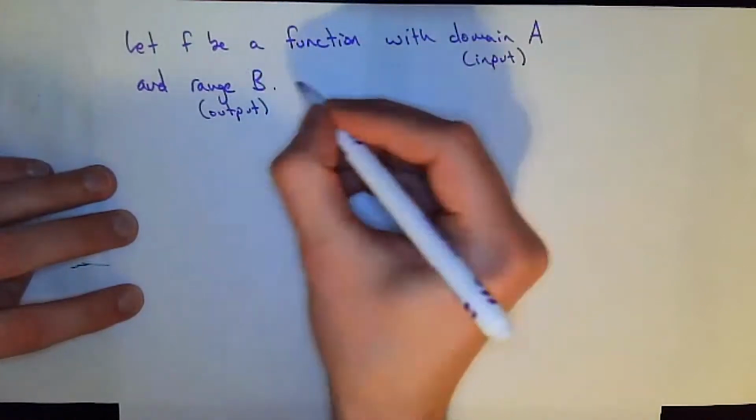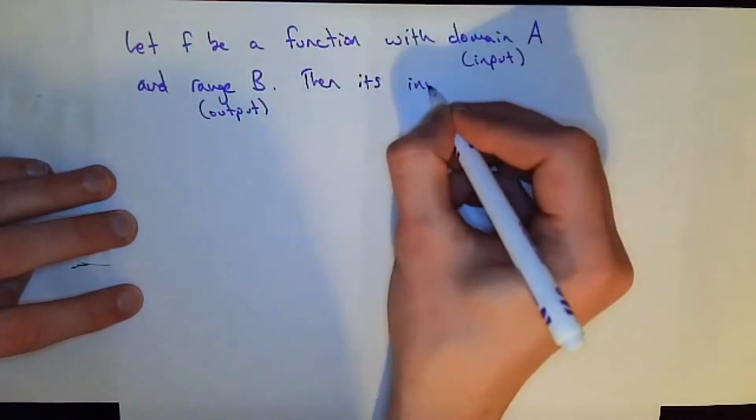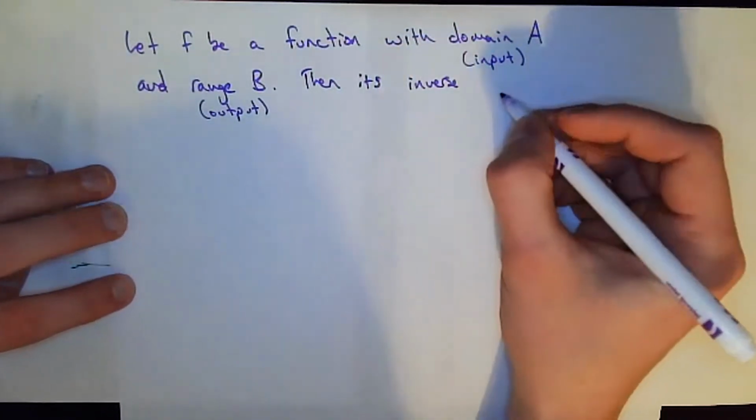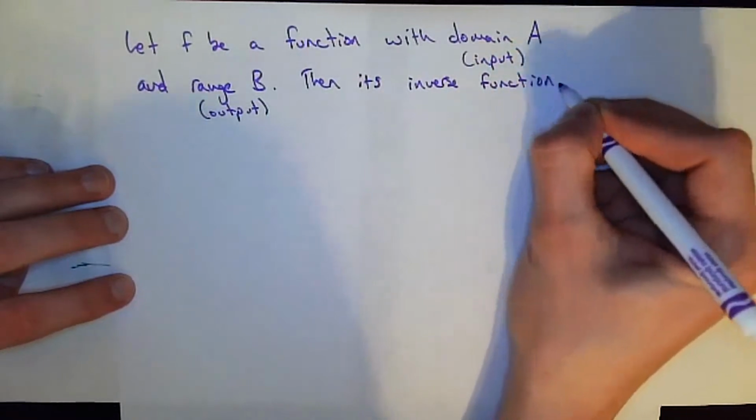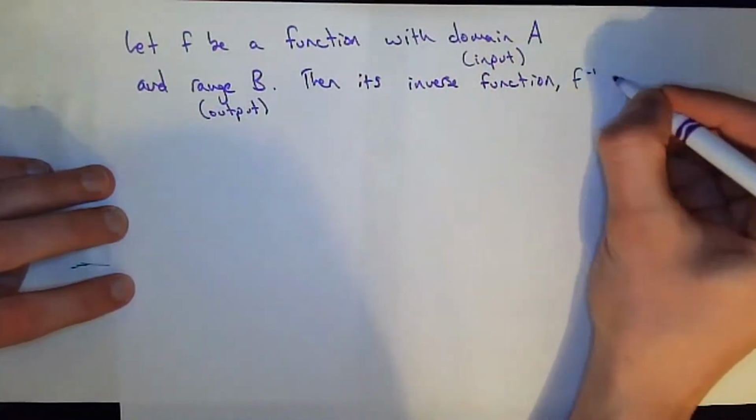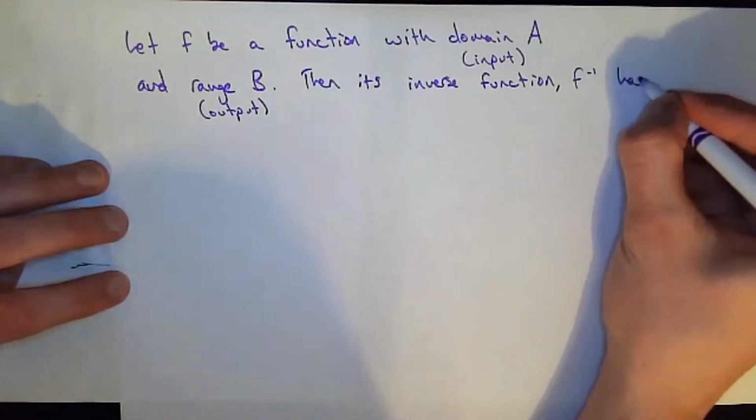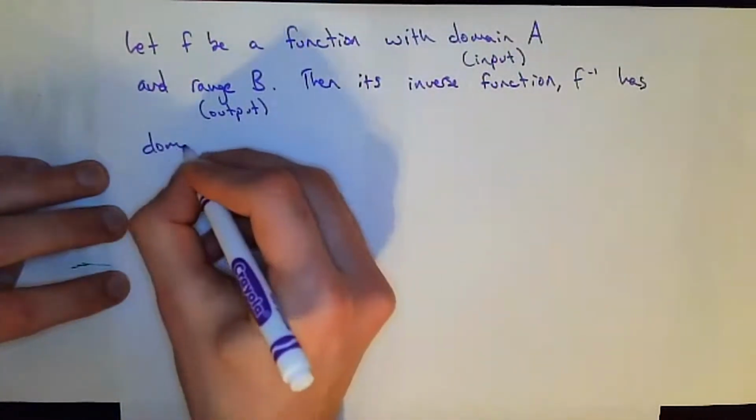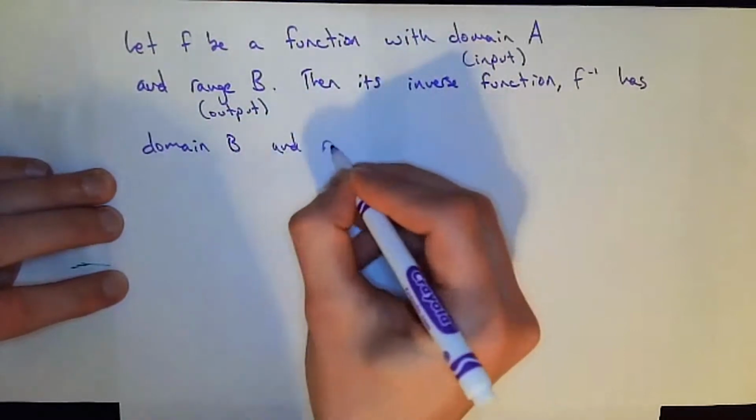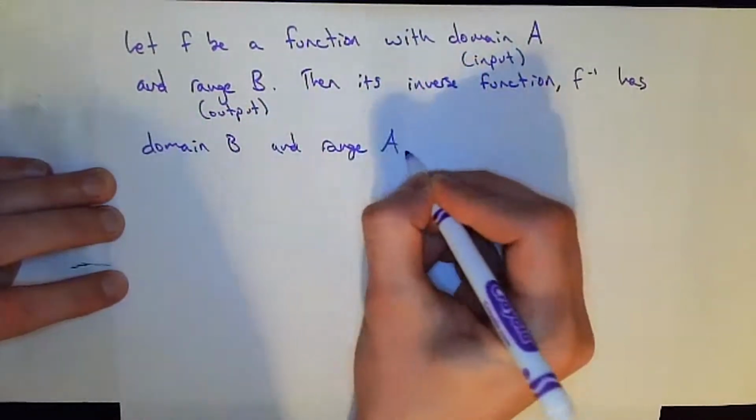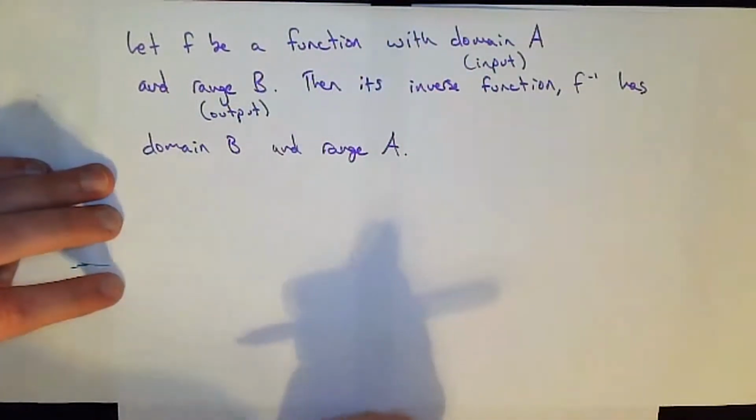Function f with domain A and range B. Then its inverse function, denoted by f inverse, has domain, well, it swaps input and output, so it has domain B and range A. So you see how that domain and range are flipping, input and output are flipping.